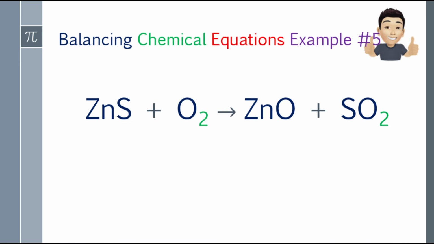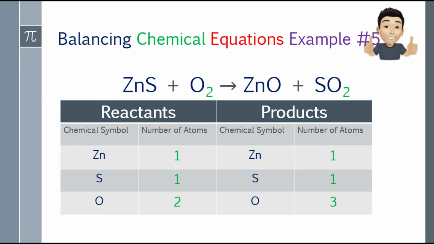Alright, so fifth example tayo. Zinc sulfide plus oxygen gas is equal to zinc oxide plus sulfur dioxide. So again, ready the tables for the reactants and products for the chemical equation. Number of atoms for the reactant side, that will be 1, 1, and 2 for zinc, sulfur, and oxygen respectively. For the products naman, that will be 1, 1, 3 for zinc, sulfur, and oxygen respectively, again for the product side. So mapapansin nyo, balanse na yung zinc and sulfur. Yung oxygen na lang hindi balanse.